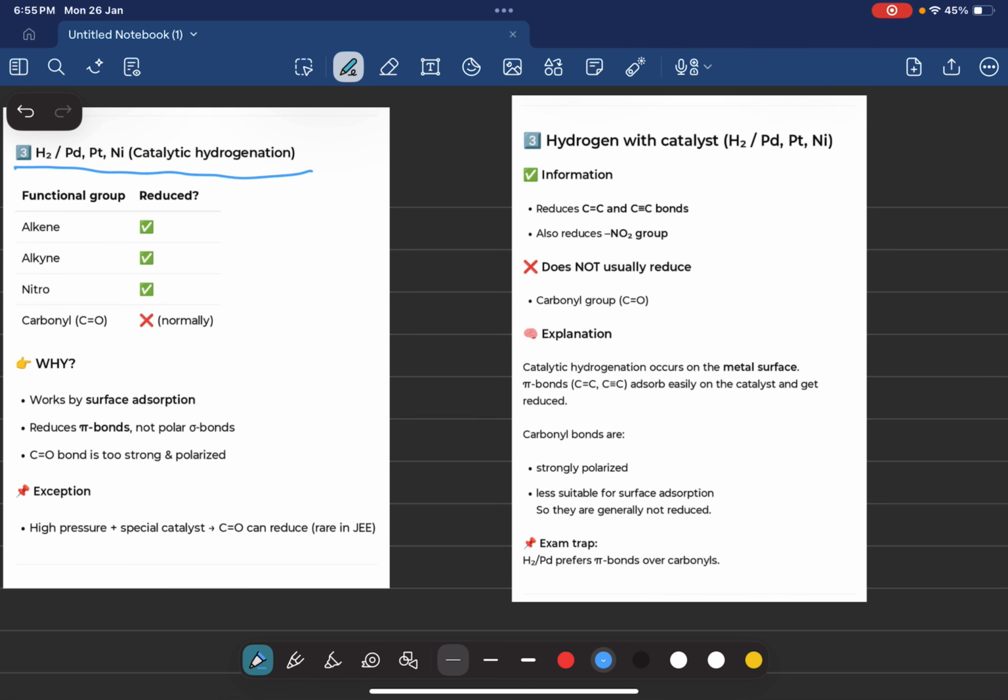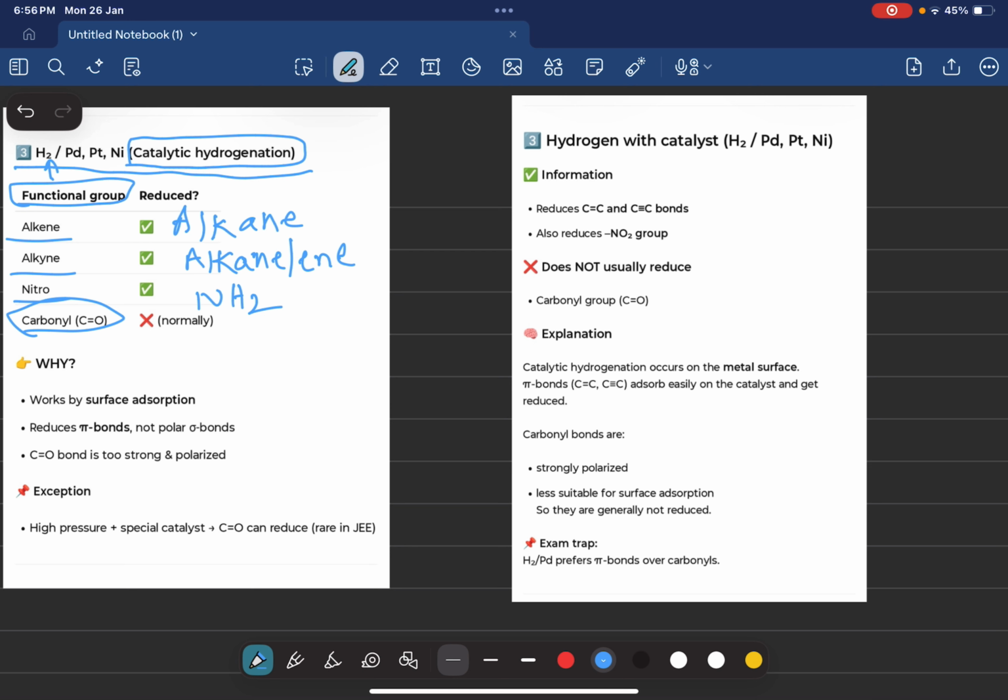So coming to next, these are normal reductions over metals or metal catalysts, which is also called catalytic hydrogenation, like nickel hydrogenation of oils or the Sabatier-Senderens reaction, all will work based on this. The functional groups reduced by this are alkene, alkyne, and nitro compounds, reduced to specific forms. Alkene means alkane, alkyne means alkane or alkene, nitro means NH2 group. Carbonyl generally won't reduce with this, which we'll discuss.